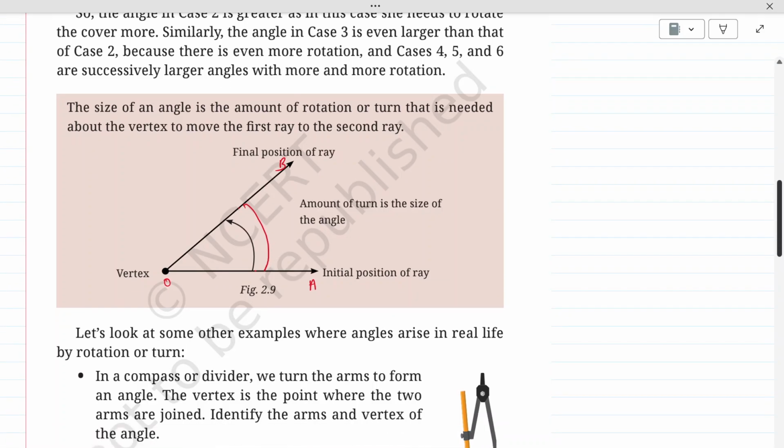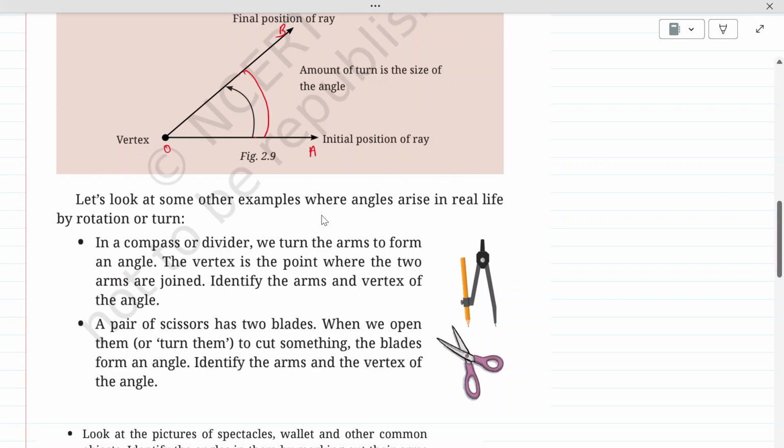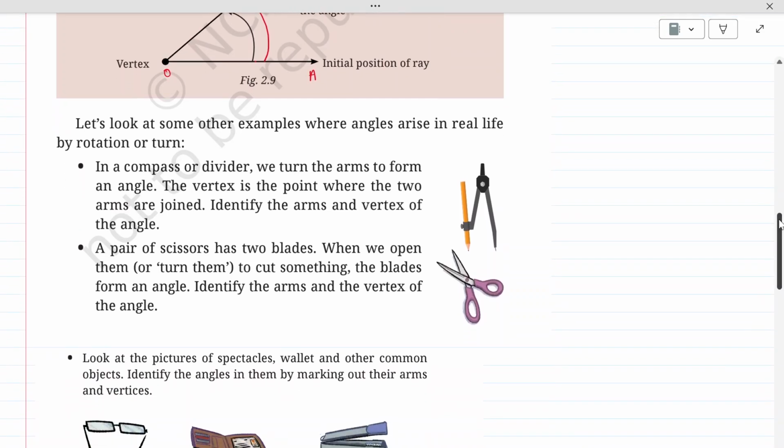Now, let's look at some other examples where angles arise in our real life by rotation or turn. In daily life, we use many things where these angles are there, and a few examples are given. Let us go through them. The first one is a compass or a divider. A compass or a divider has two arms and they are inclined at an angle. So this is the angle. These are the two arms. This is the vertex. Okay.